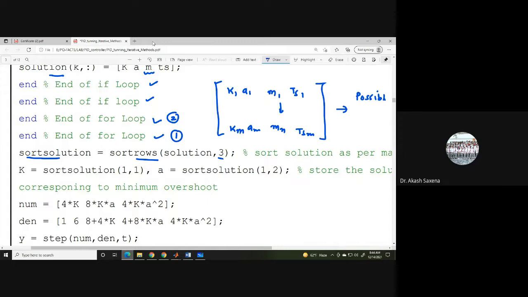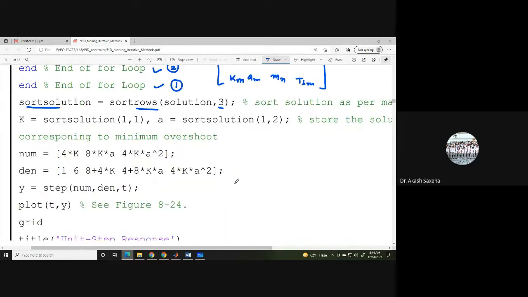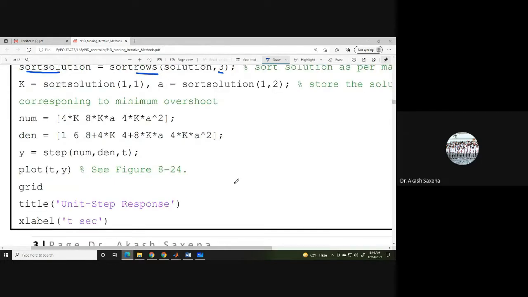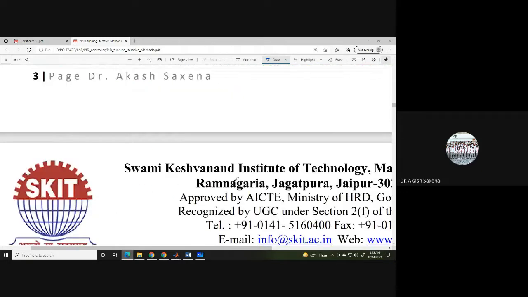Now, corresponding to minimum overshoot, you can also calculate this. If you have the value of k and a, you will be able to calculate this, and you can plot this. These are small commands which you can plot. Here we are plotting y against t. This is turning on the grid. Also this will put the title on the figure, and this will put the label on this.